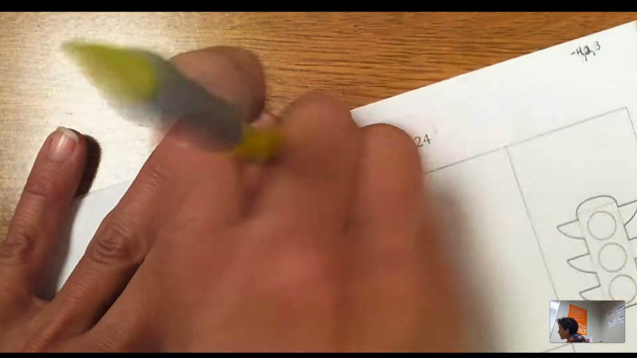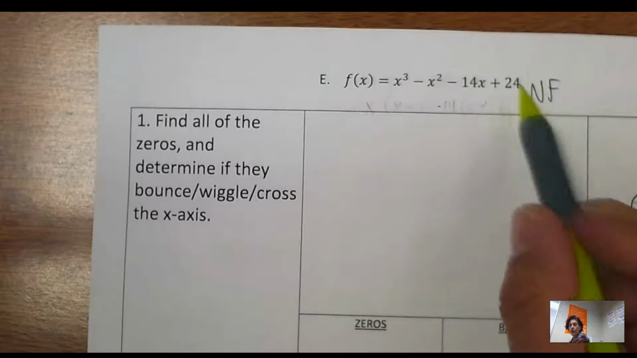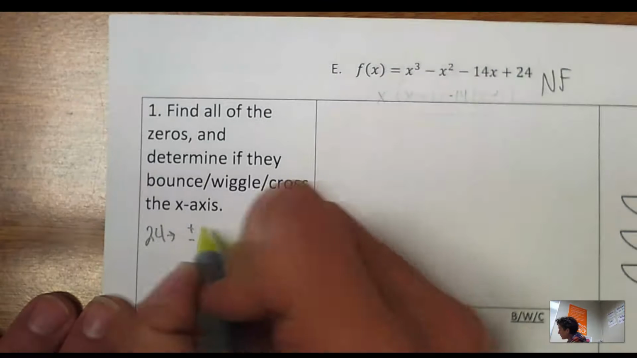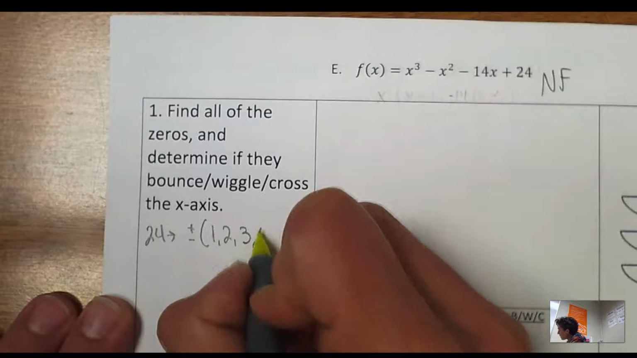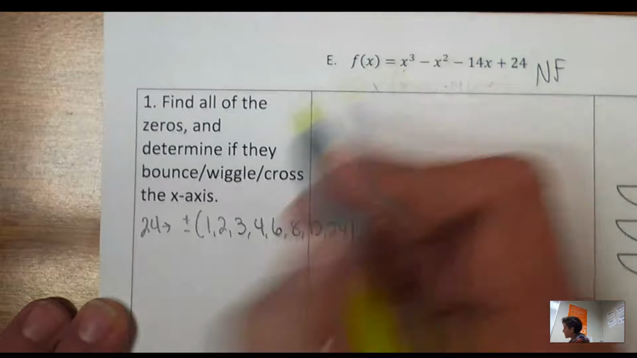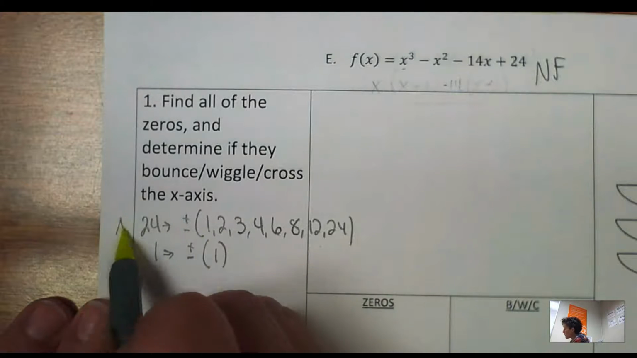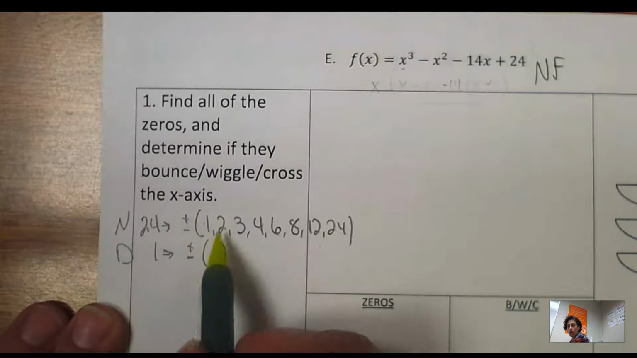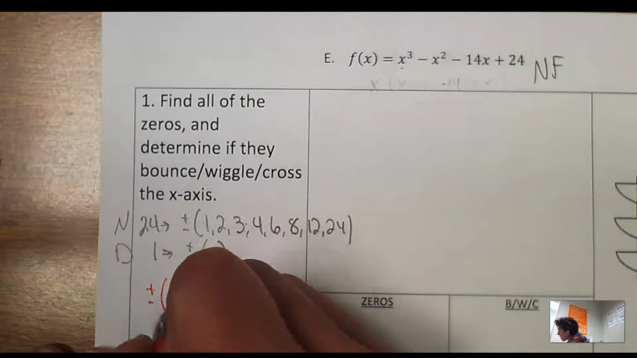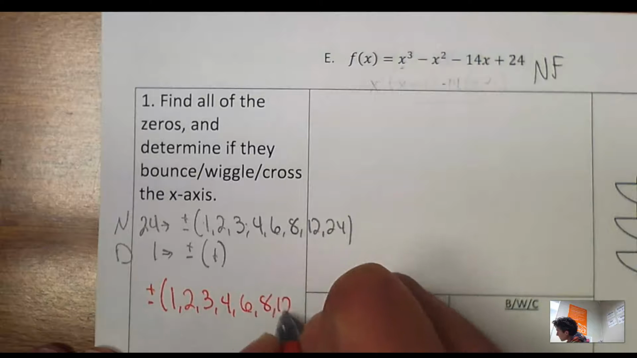So not factorable. And that means I need to come up with the list of numbers. So again, I should take the factors of the end, 24, and those factors are 1, 2, 3, 4, 6, 8, 12, and 24. And then I should take the factors of the number in the front, which is just 1. And when I make this my numerator and this my denominator, it's 1 over 1, 2 over 1, 3 over 1. So these numbers just repeat. And I've got this long list of numbers that I should be checking when I make that upside down division box.